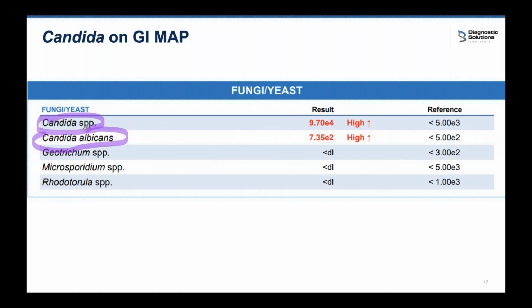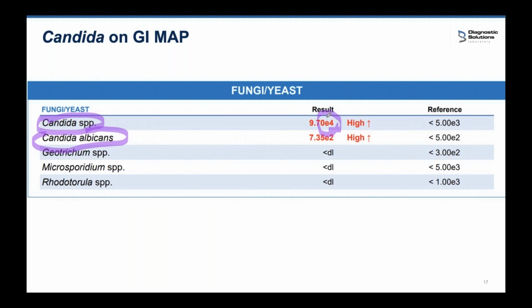On GI-MAP, in my clinical experience, it's a lot more common to see Candida genus than just the albicans. Very uncommon to see albicans by itself, and reasonably common to see them both together. So here we see both are high. We see this high E4 level.